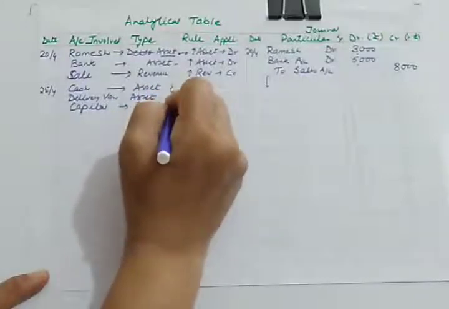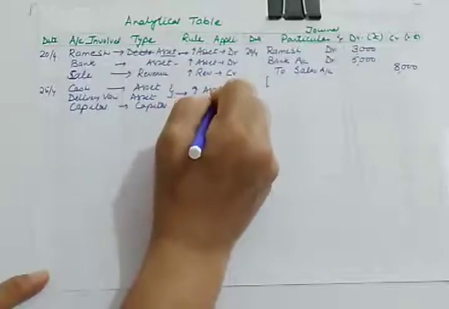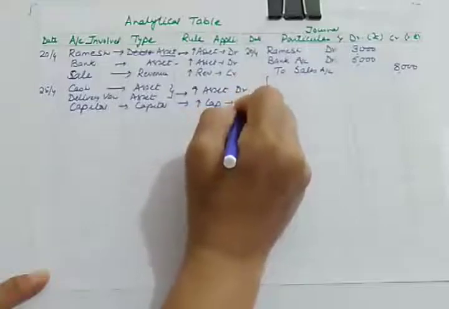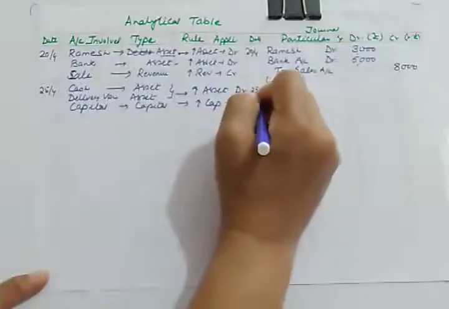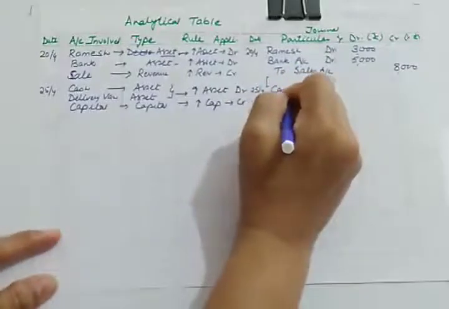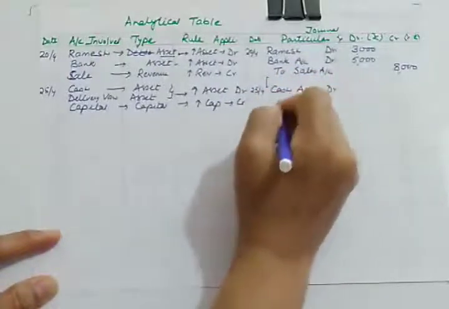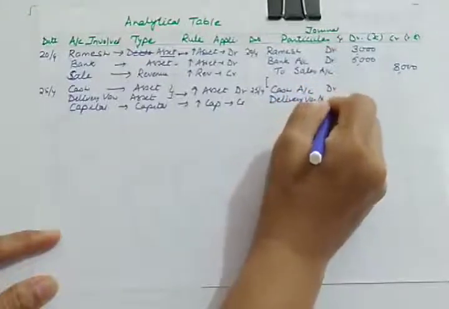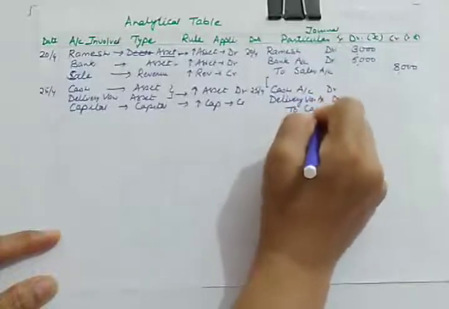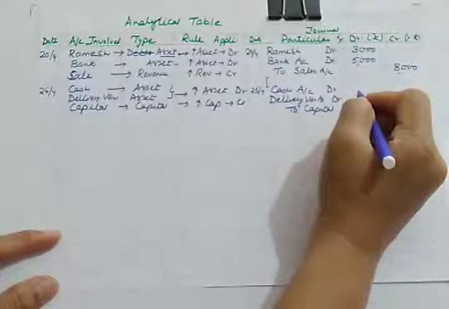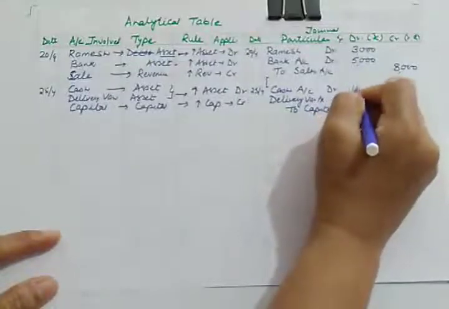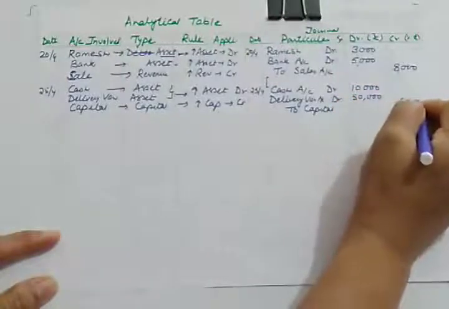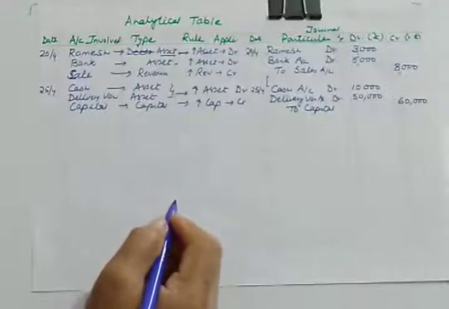So what is happening to the assets? Assets are increasing. Increase in asset will be debited. What is happening to the capital? Capital is also increasing. So your journal entry will be cash account debit, delivery van, which is your asset. Owner is putting his personal asset into the business, to capital, and the amounts are 10,000 and 50,000. 10 and 50, and total is 60 in the outer column.